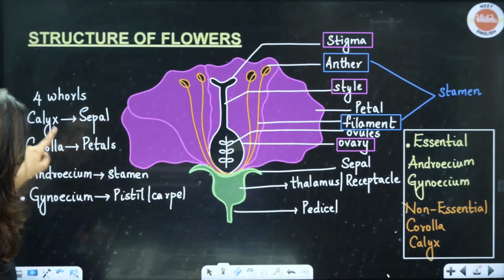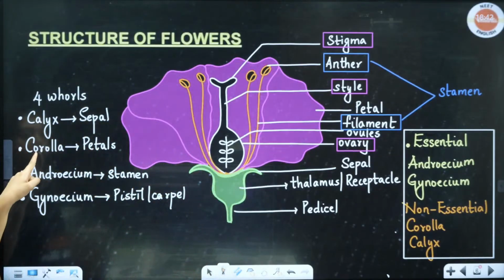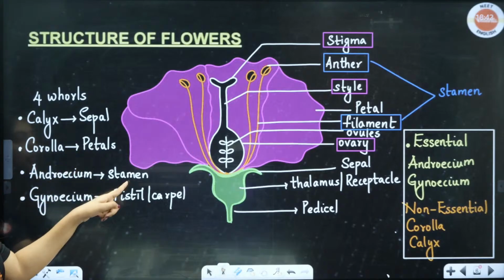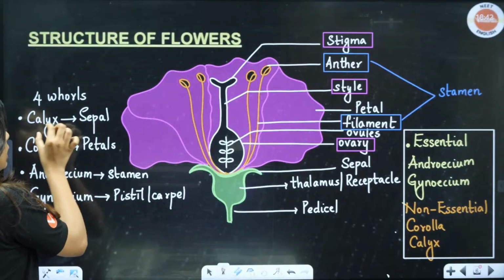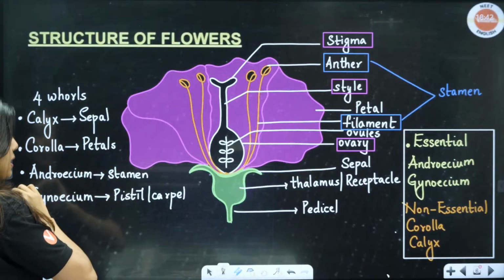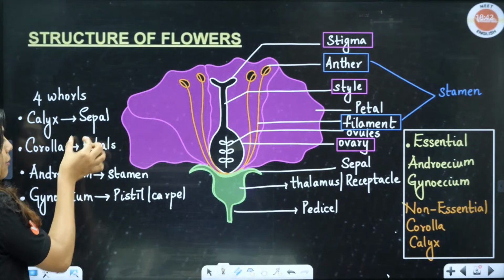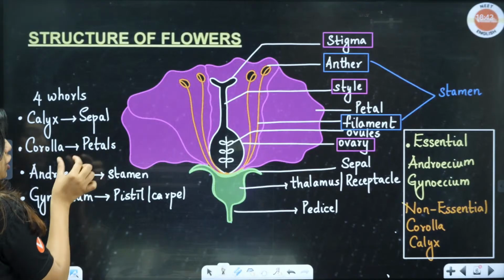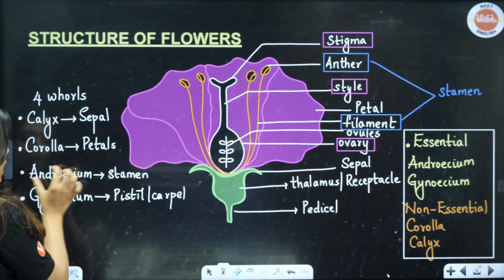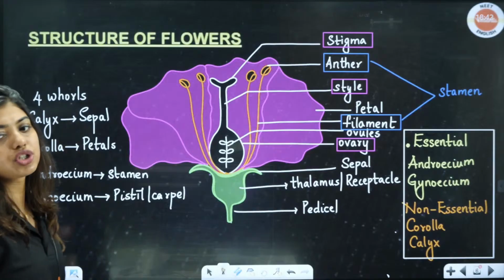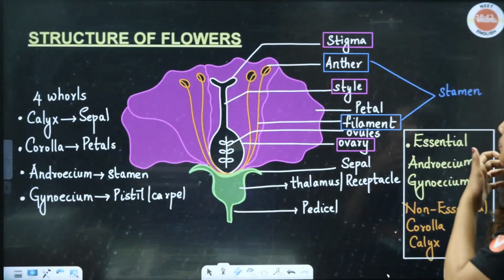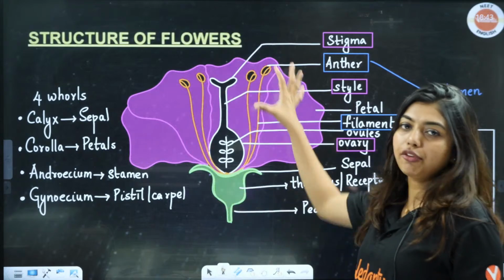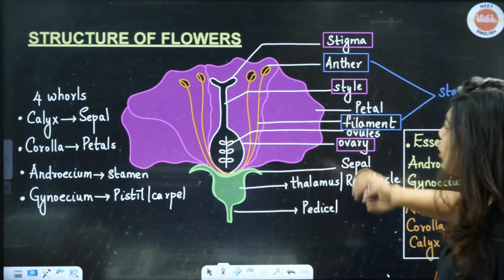So here the calyx is going to be sepal, corolla is going to be petal, androecium, stamen, gynoecium, pistil and carpel. That means what? Calyx whorl will have many units of sepals, okay. Corolla whorl will have many units of petals. Androecium whorl will have many units of stamen. Gynoecium whorl will have many units of pistil and carpel, okay. Understood? Yes.